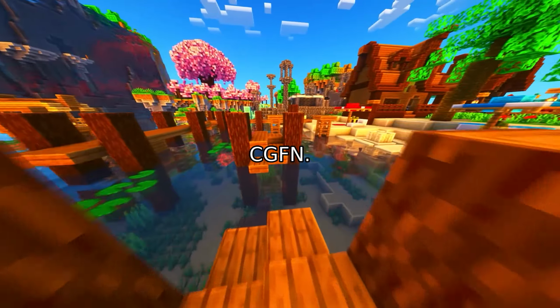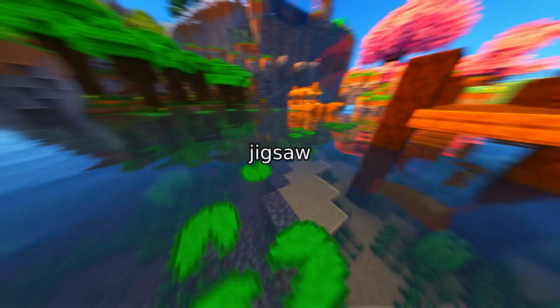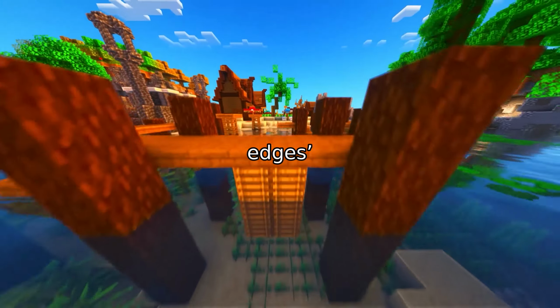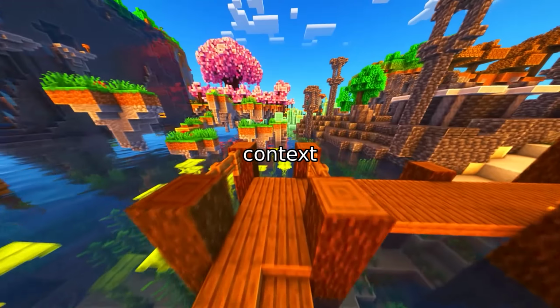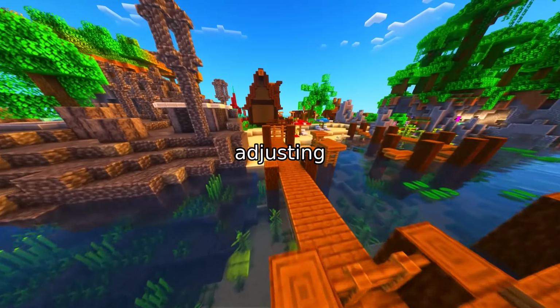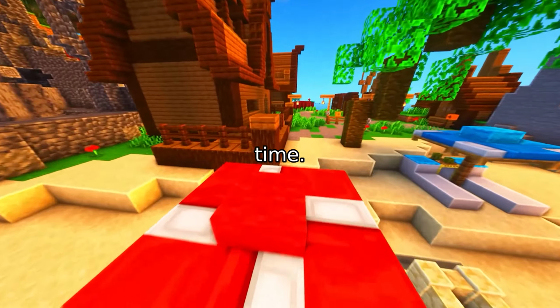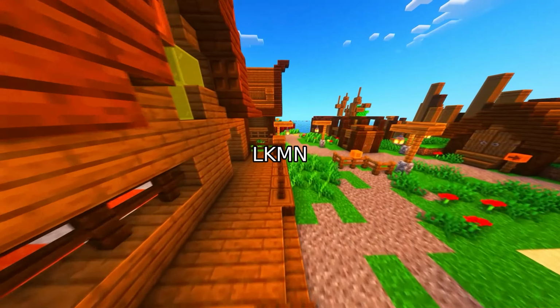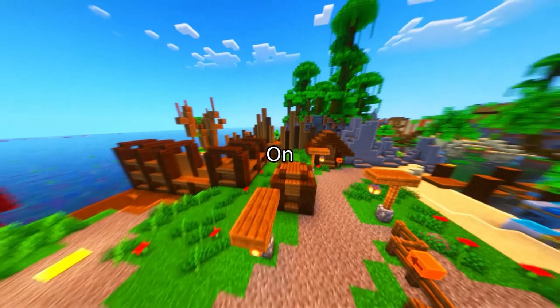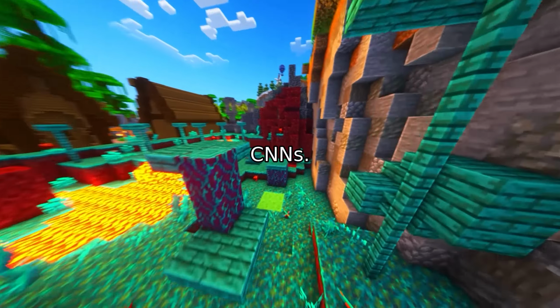Then there's CGFN. This part balances local and non-local features. Imagine solving a jigsaw puzzle. CGFN ensures the edge's local details and the big picture non-local context fit perfectly. It does this with a cross-gate strategy, dynamically adjusting how much each feature contributes. It's like having a co-pilot that fine-tunes the balance in real time. The results? LKMN crushes the competition. On the Manga 109 dataset, it achieves state-of-the-art PSNR scores while maintaining 30% faster inference times than traditional CNNs.